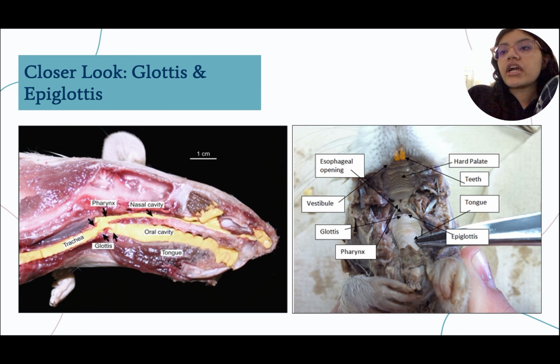So here are the diagrams mentioned earlier. You'll see on the left image just how close in proximity the pharynx, the glottis, and the trachea are. Somewhere in between the trachea and the pharynx, but right before the glottis, is where the epiglottis is, and that's where the flap essentially opens and closes for food or air to pass through. And if you see on the right image, you'll see just how small the epiglottis is.